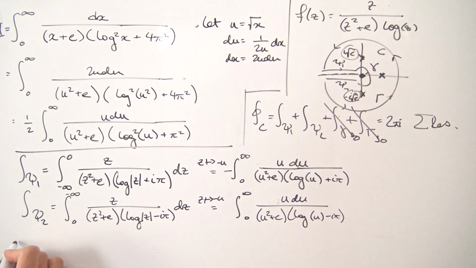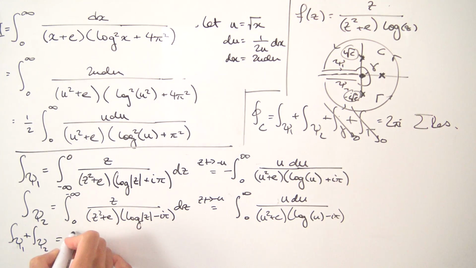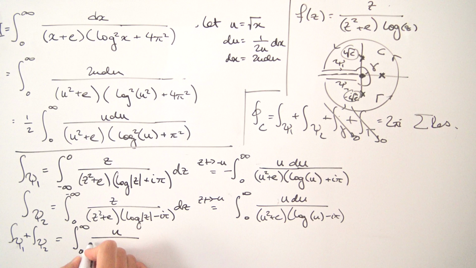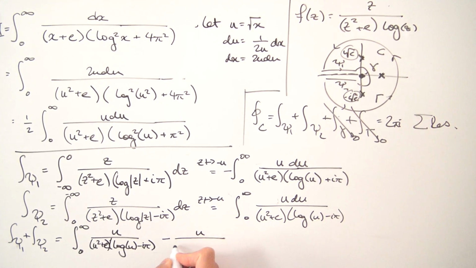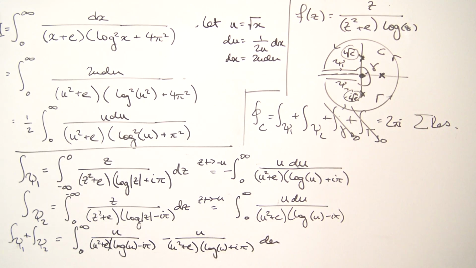So if you take the integral over psi 1, and then you add it with the integral over psi 2, what are we going to get? Well, both of these integrals are going from 0 to infinity, so we just add the integrands together. So we have the integral from 0 to infinity. Let's take this integrand over here and just subtract off this integrand because we have a negative. So we have u over u squared plus e, and then log of u minus I times pi, and then minus u over u squared plus e, and then log of u, and then plus I times pi. And then all this ends with a du.